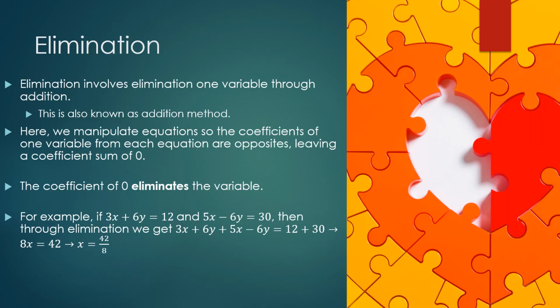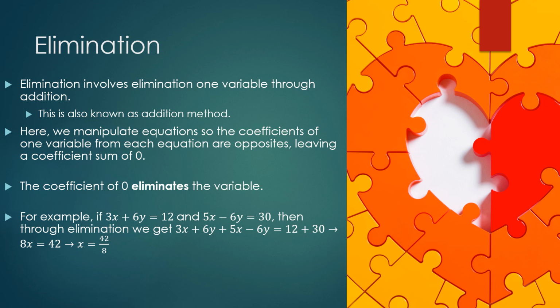Elimination method. The elimination method is when we eliminate one variable through addition. You may also see this called the elimination method. What we do here is manipulate the equations so that we are able to add the equations together, where when we do, one of the coefficients of the variables becomes 0. Because if the coefficient of a variable is 0, then the variable disappears, because 0 times anything is 0.